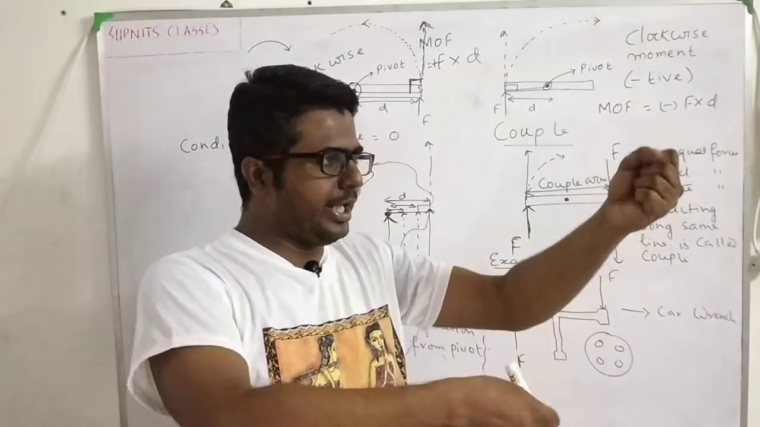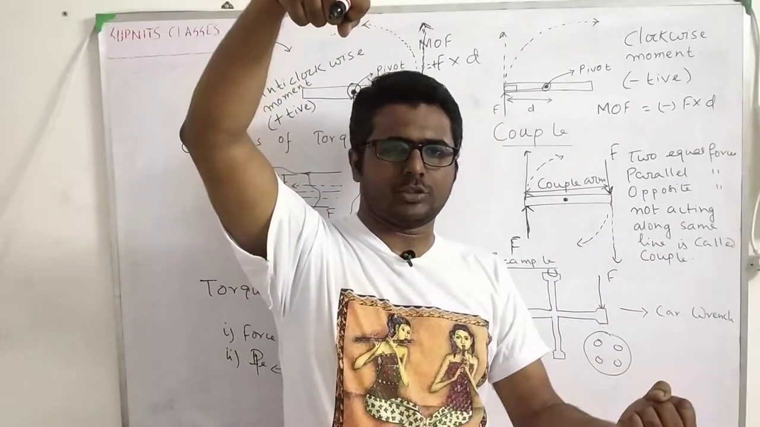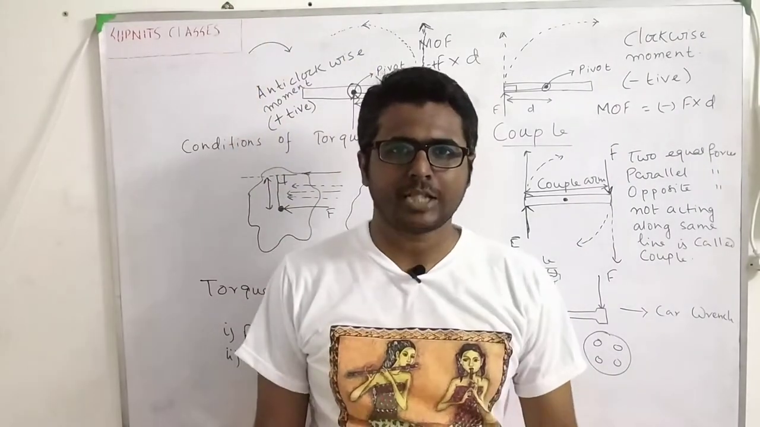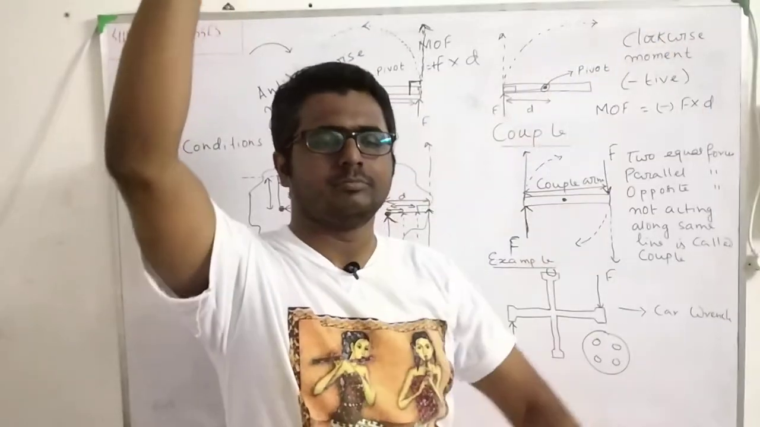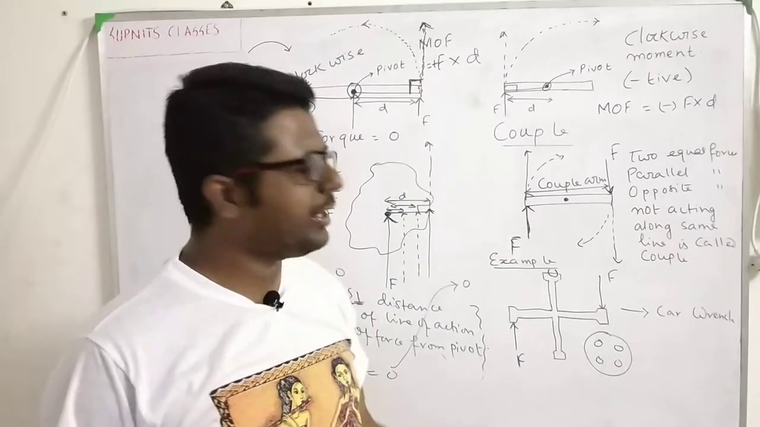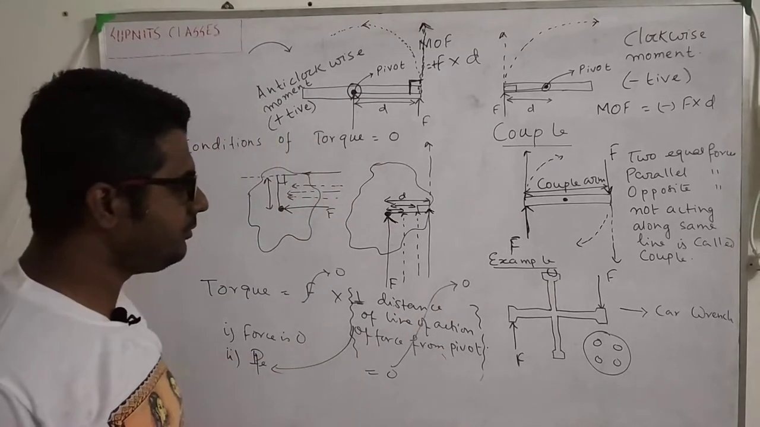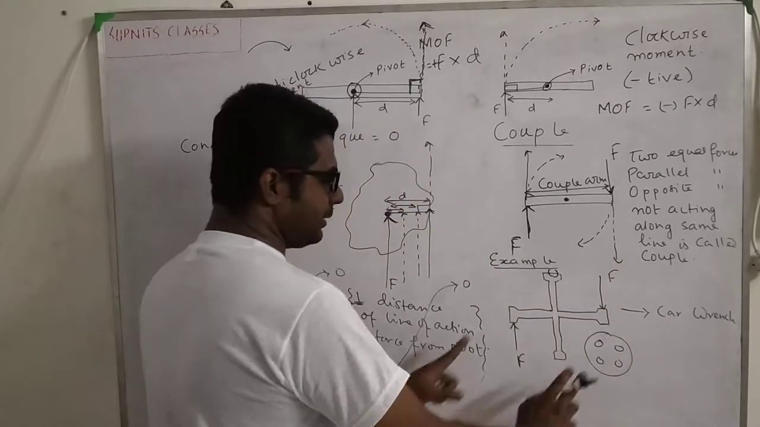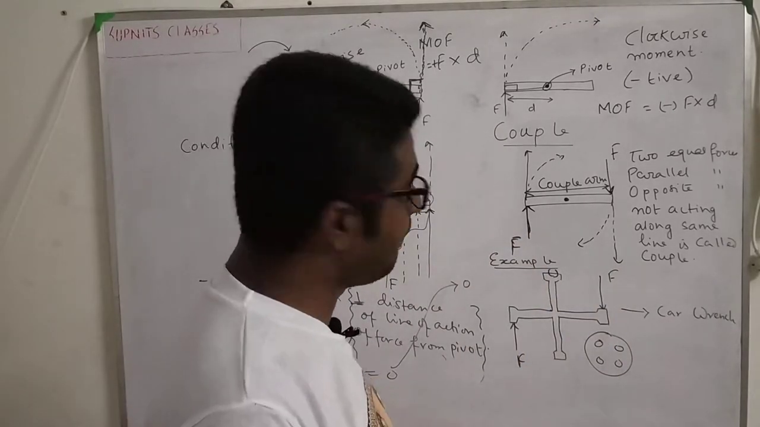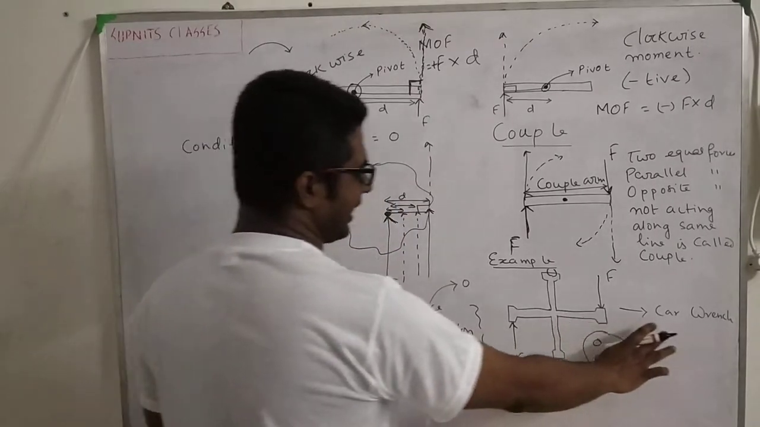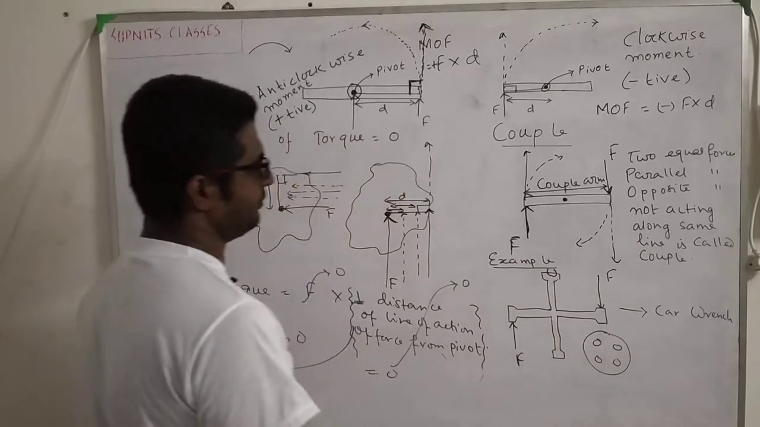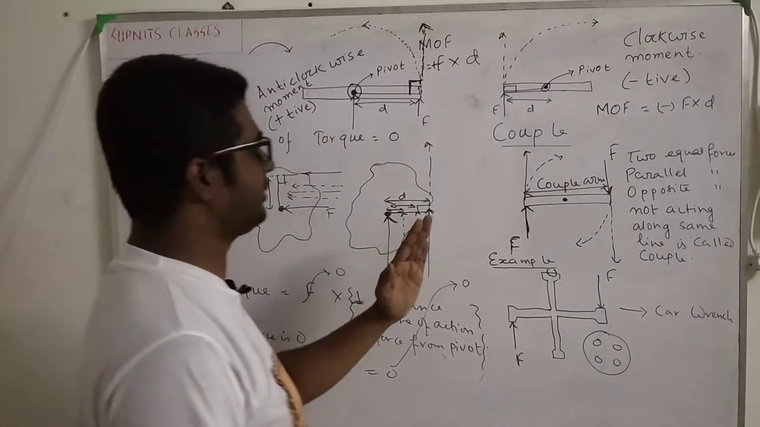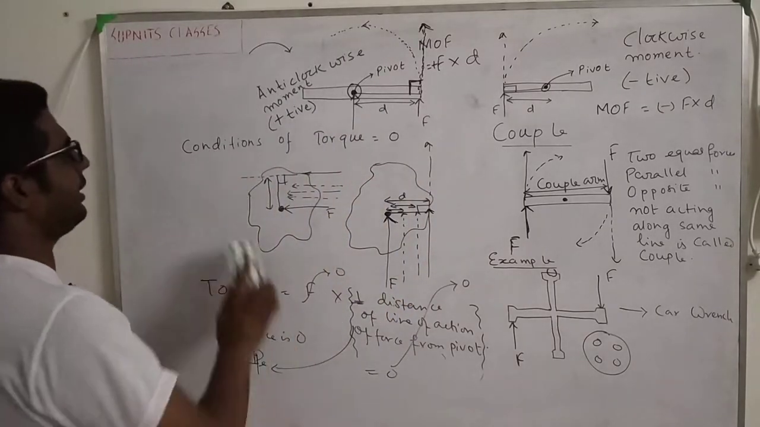Okay, so equal force, opposite force, parallel force acting, not along the same line. A perfect example of a couple is a car wrench, where equal forces are acting, parallel forces are acting, opposite forces are acting, but not along the same line. So this is basically an example of a couple. Okay, so this was basically couple, anticlockwise, clockwise moments, and the condition that torque can be zero.